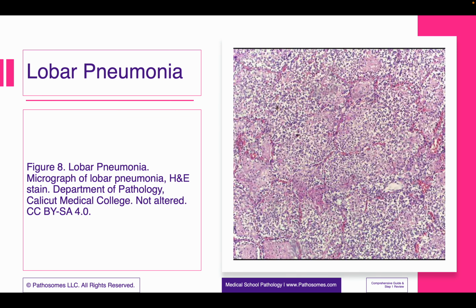So let's talk about lobar pneumonia some more, right? Now, here we have an H&E stain, which you may see, even at your level, showing diffuse sheets of inflammatory cells. And if you look closely, it looks a bit gritty, right? We have some scattered red blood cells in there.